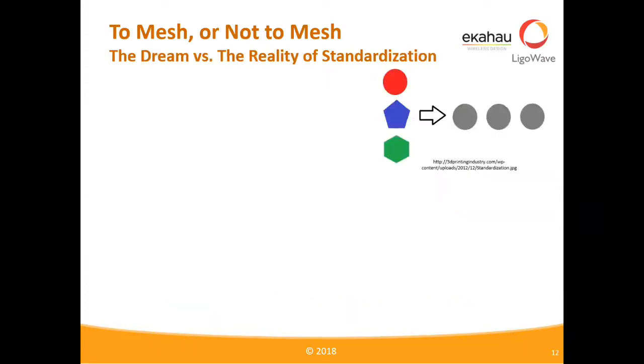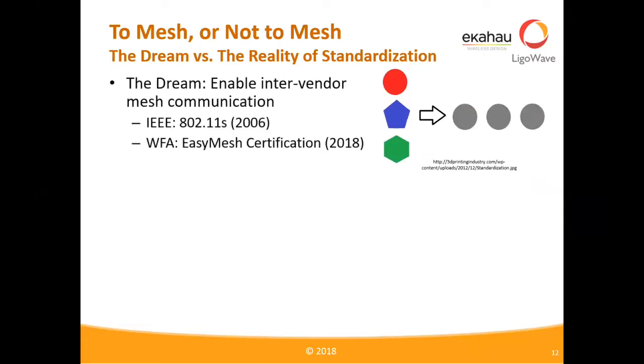Now, one of the other funny things that happens in our industry is standardization, because there is this pipe dream out there that I'm going to have different vendors' mesh APs talk to each other. And it really is a pipe dream in order to enable inter-vendor communication. This was first envisioned back in 2006 with the IEEE 802.11s standard. And the Wi-Fi Alliance just this year put out an Easy Mesh certification to basically say that, well, if all vendors are following this Easy Mesh specification, then you can mix and match APs from different vendors and still get them to talk over mesh to one another.